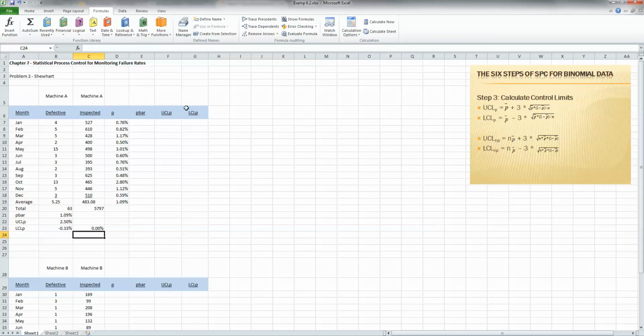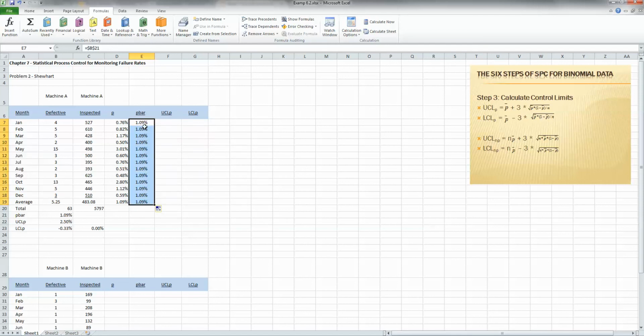Okay, so you notice that again, I've got what I want in the graph lined up here, so it just makes it very easy. So my p-bar value is this, and I want it to remain the same all the way across for the upper and lower control limits. So I'm going to put dollar signs there, and then I'm going to copy that all the way down.